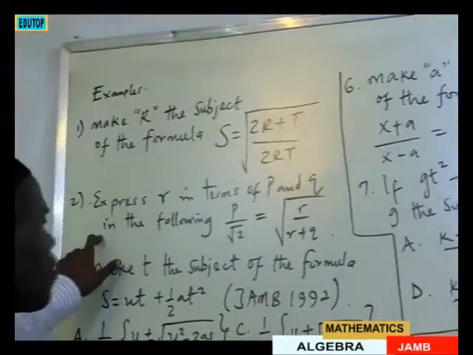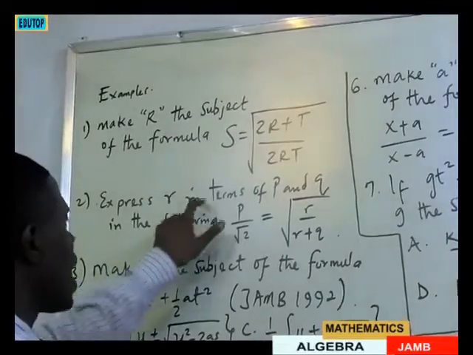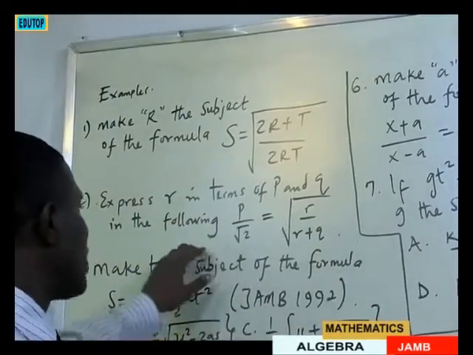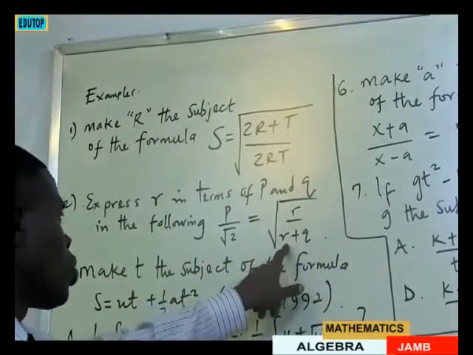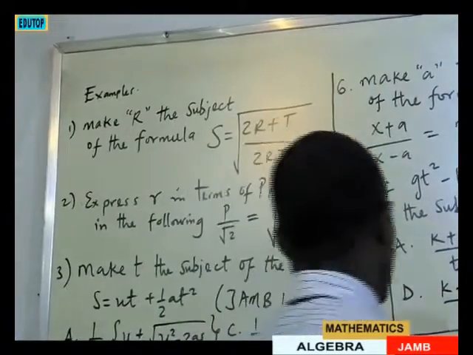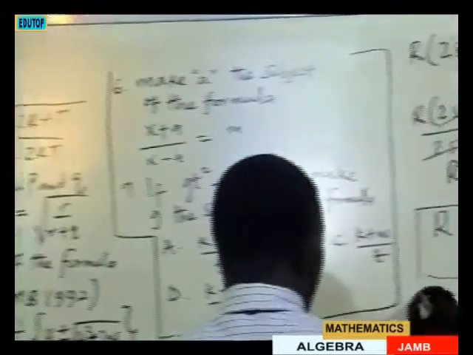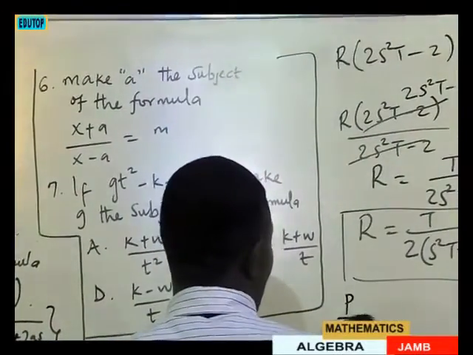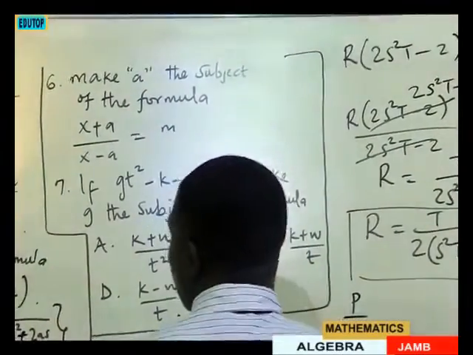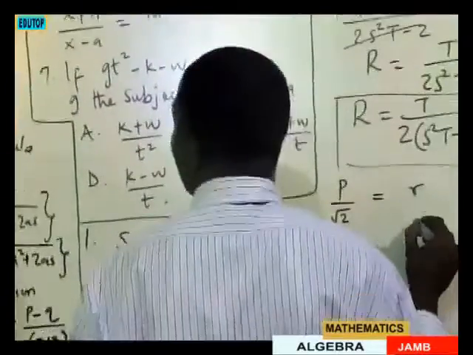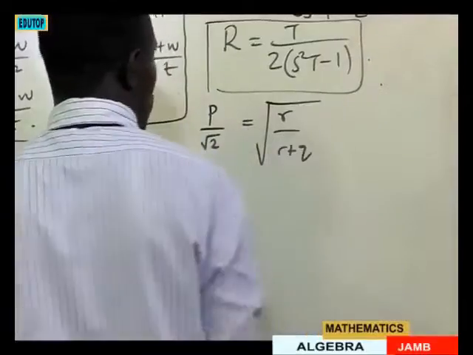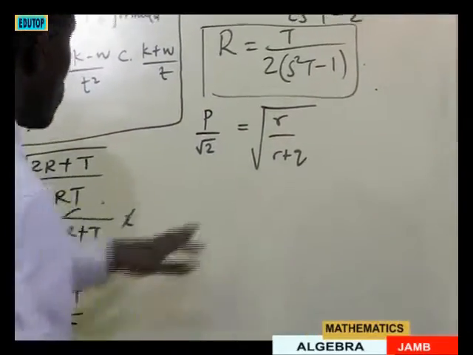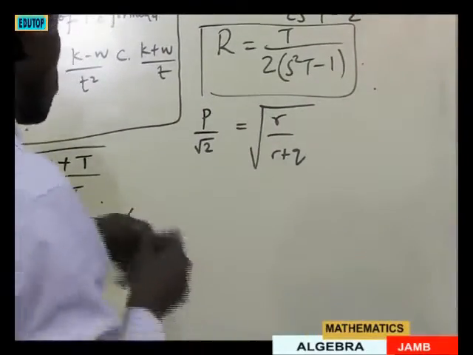Then the second question says that we are to express R in terms of P and Q. Where is our R? Look at where we have our R. R appears here. It also appears here. So we have P over root 2 equals R over R plus Q. Everything is affected by the square root. What did I tell you? If you want to remove the square root, you square both sides.